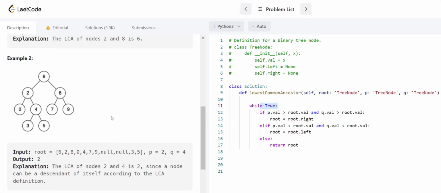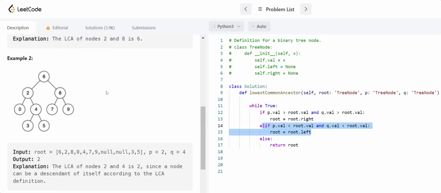Okay, now what are we going to do? First, we're checking whether the two nodes are greater than or lesser than the current node. In this case, when we have 2 and 4, both of them are lesser. Since both of them are lesser, we'll follow this elif code over here, and we'll go to root dot left, the left hand side of the tree. When we do that, root is equal to root dot left, so we make the root equal to 2.